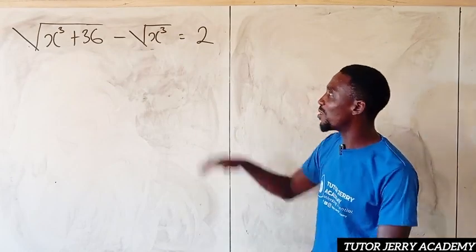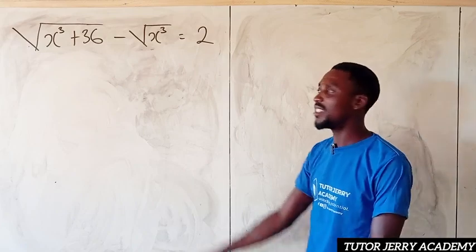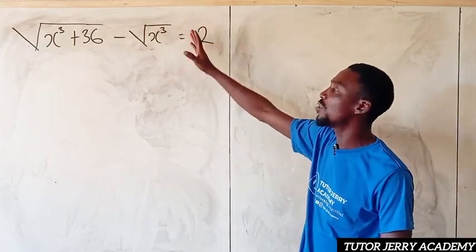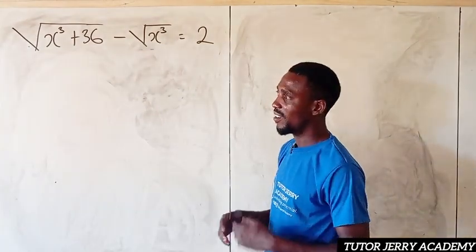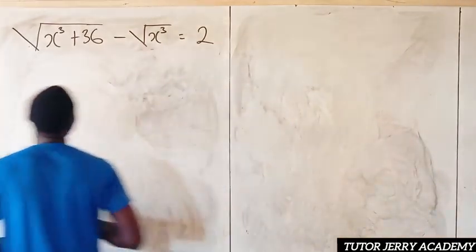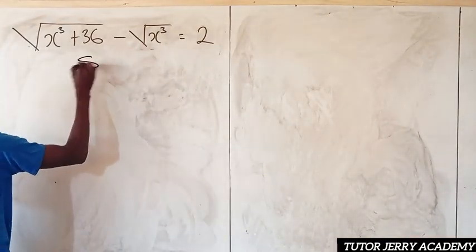It says the square root of s cubed plus 36 minus the square root of s cubed equals 2. So how are we going to find the value of s? Alright, watch out for the trick. I'm going to start by writing the solution.